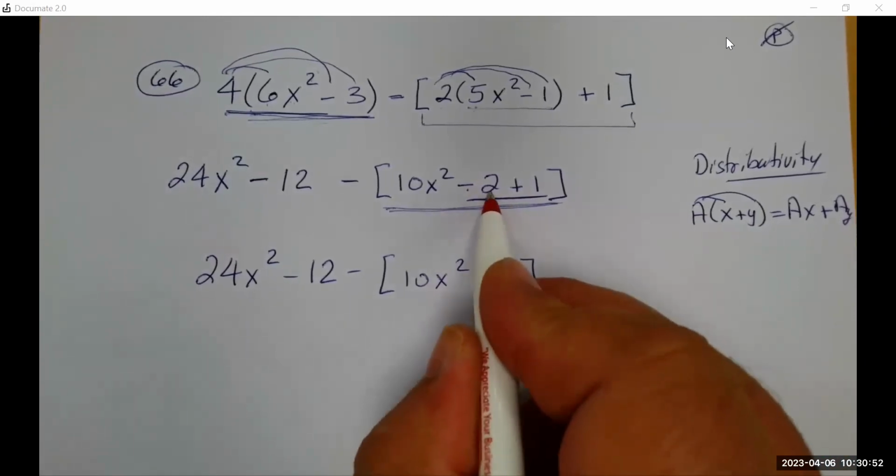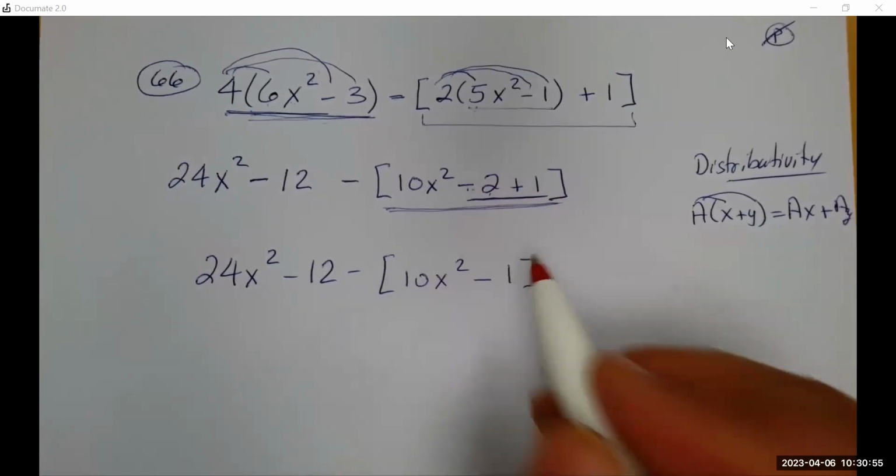Very good. Because 2 is bigger, so the answer is negative. 2 minus 1 is 1. Very good.